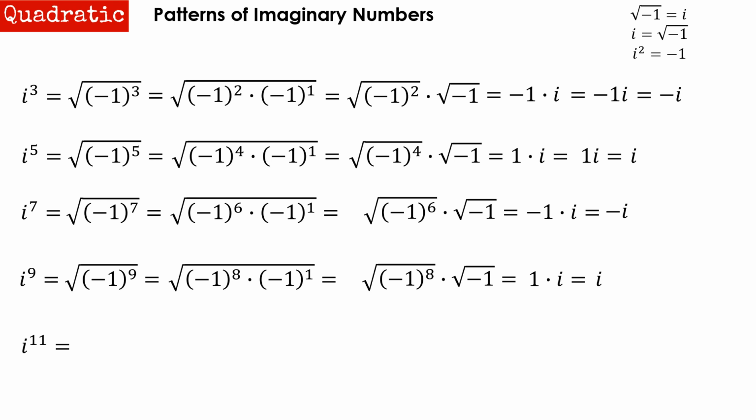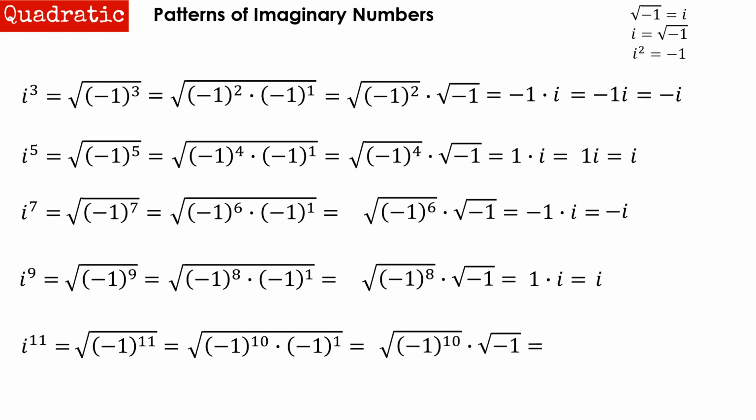All right, let's see how you did. Did you do it the sneaky way? The square root of negative 1 to the 10th times the square root of negative 1 to the 1st? Well, if we look back at our last screen, the square root of negative 1 to the 10th is negative 1. The square root of negative 1 is i. That gives us i to the 11th is negative i. Now, how cool is that?